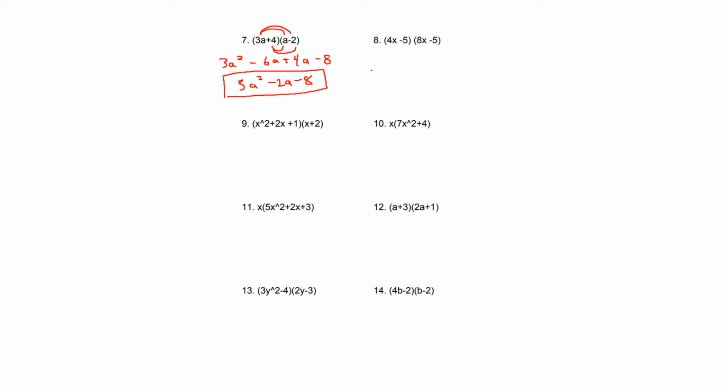Number 8, you could also use FOIL. So multiply the first term, so it's 32x squared. Multiply the outside term, so it's minus 20x. Multiply the inside term, so it becomes minus 40x. Then multiply the last term, so it becomes plus 25. And then your final answer will be 32x squared minus 60x plus 25. That's your final answer.